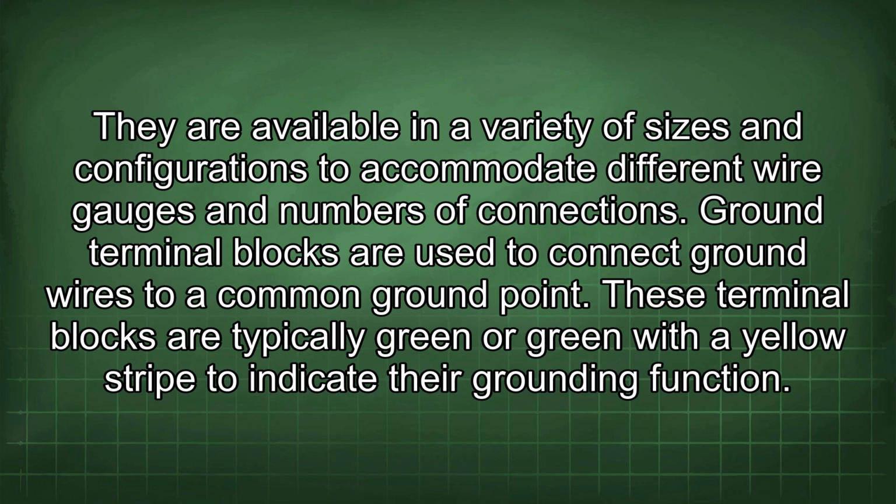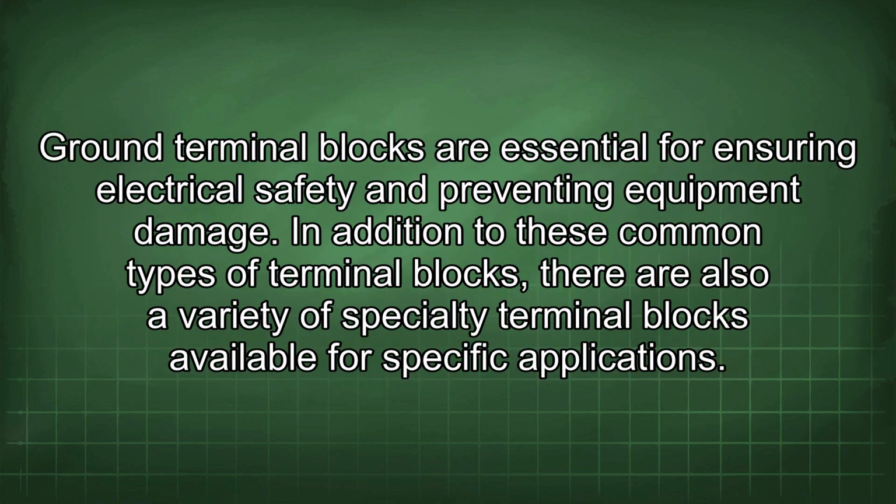Ground terminal blocks are used to connect ground wires to a common ground point. These terminal blocks are typically green or green with a yellow stripe to indicate the grounding function. Ground terminal blocks are essential for ensuring electrical safety and preventing equipment damage.